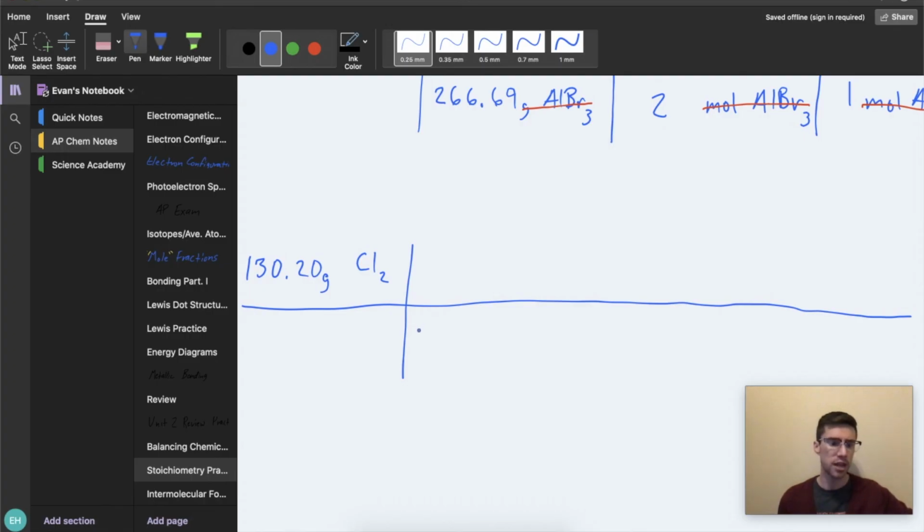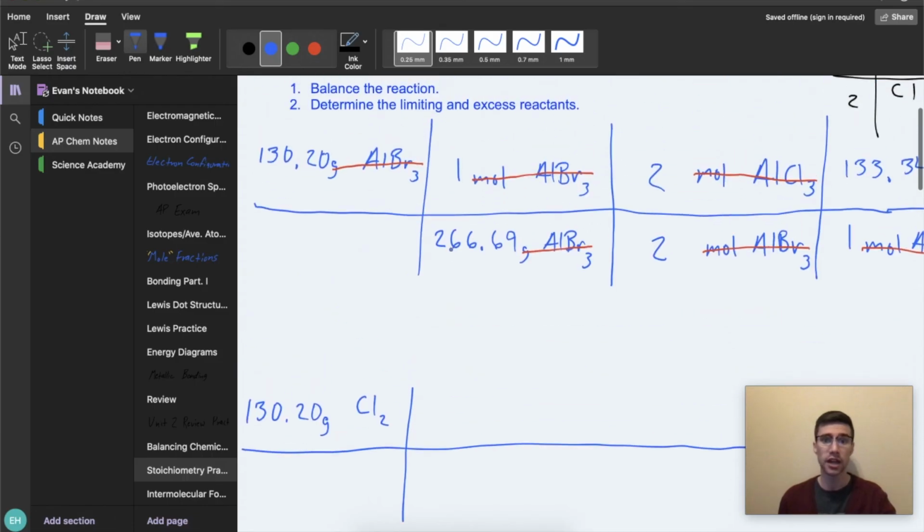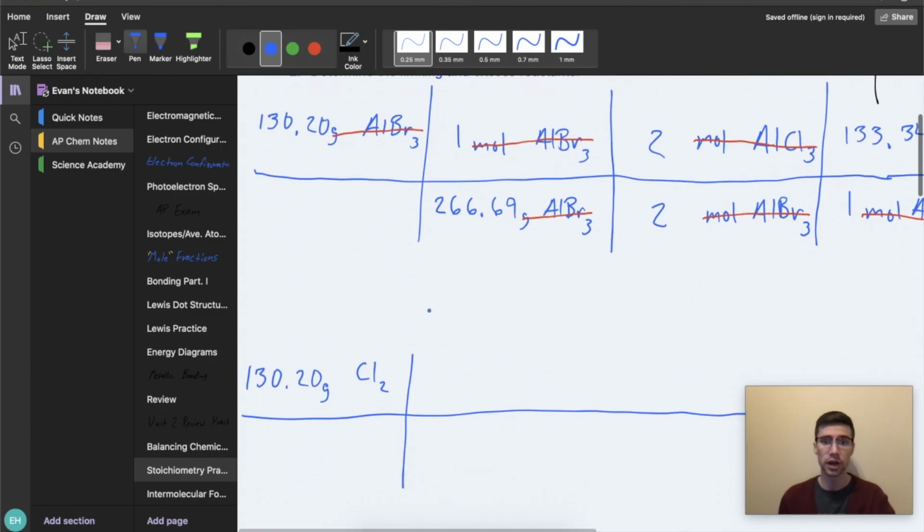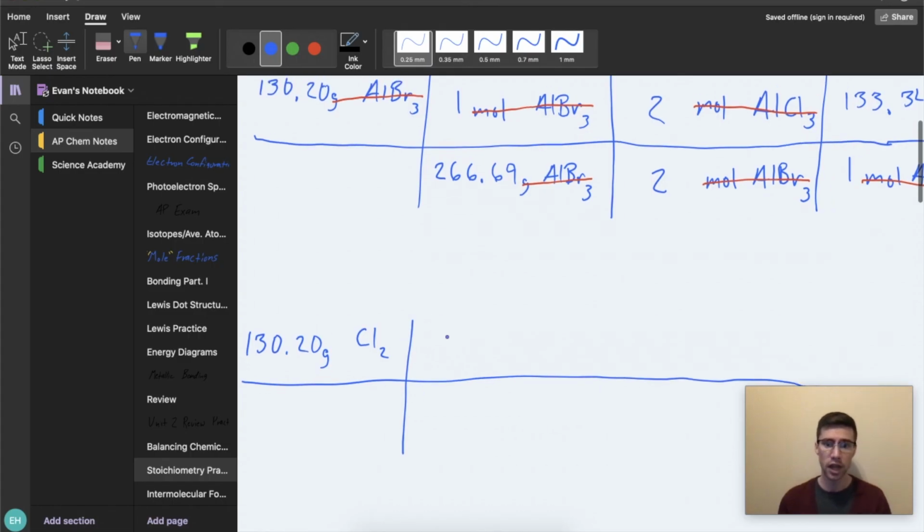Okay, so we're going to do the same kind of process here. And since I'm starting from grams of something else, you can kind of follow your previous setup, okay? So I'm going to convert to moles, and I know that 1 mole of chlorine gas has a mass of 70.9 grams, because each chlorine atom is 35.45.